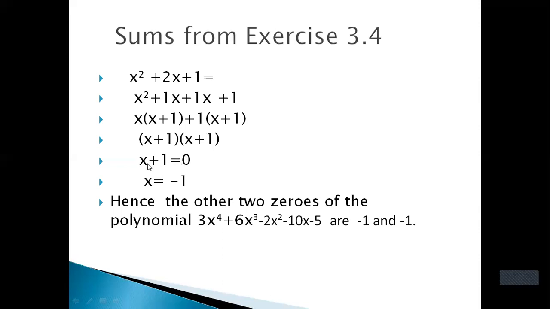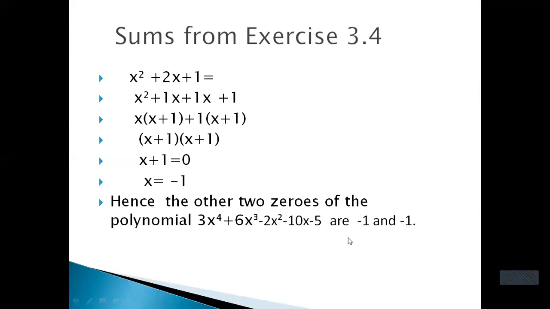Now find the zero of this polynomial x plus 1: you must equate the polynomial to 0. So x plus 1 is equal to 0, then x is equal to minus 1. Similarly, the other one of the same, we will get minus 1. So the other two zeros of the polynomial 3x power 4 plus 6x cube minus 2x square minus 10x minus 5 are minus 1 and minus 1, because we got both the same factors x plus 1 and x plus 1.